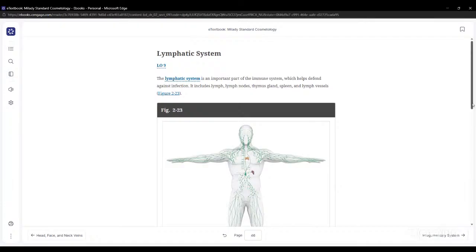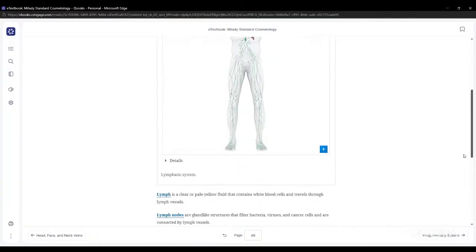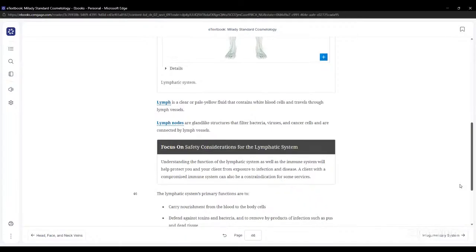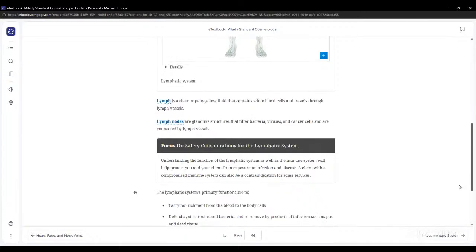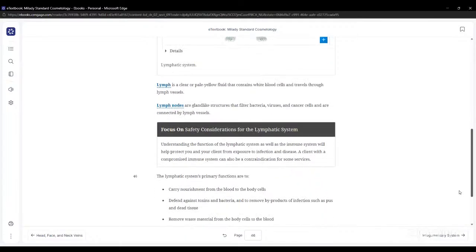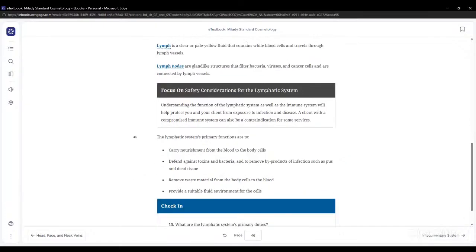So you've got to get your lymphatic system together because it's going to help in healing. It's going to help keep your immune system up. It removes waste material from the body cells of the blood. So we need our lymphatic system in play.